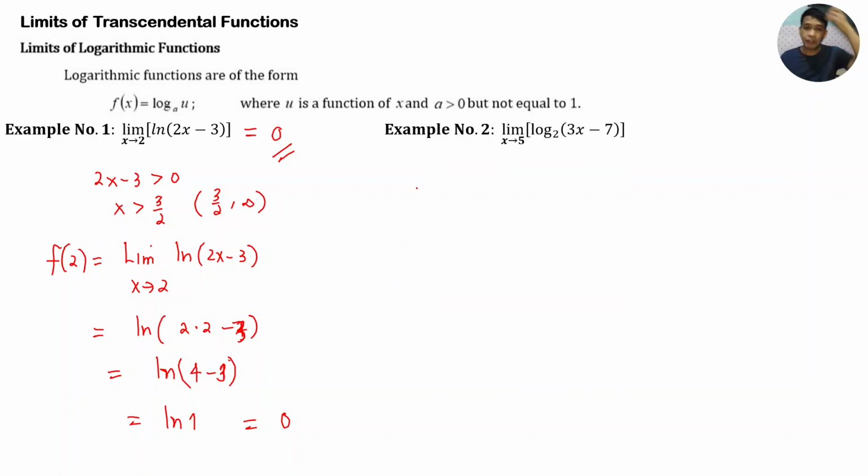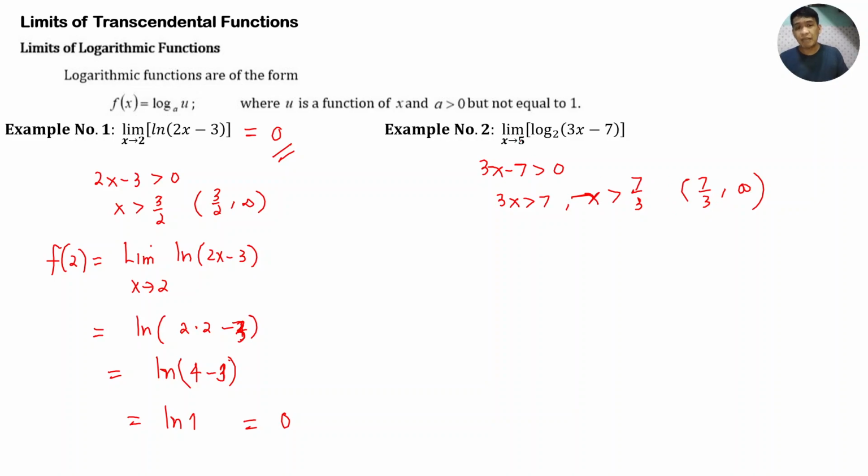So let's try another. So what if I have here limit of log of 3x minus 7 to the base 2 as x approaches 5? So again, checking whether x is equal to 5 is part of the domain. So we have 3x minus 7 greater than 0. Then 3x is greater than 7. Then x must be greater than 7/3. So magkakaroon tayo dito ng 7/3 comma infinity para sa domain.